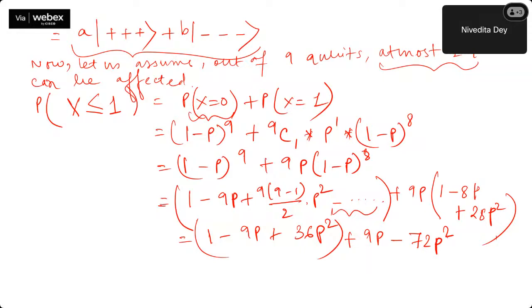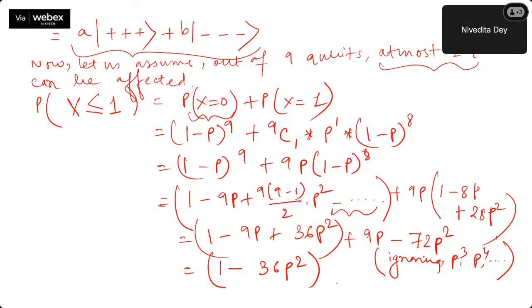Let us just ignore the p cube, p4, and all the higher order terms. Okay, now minus 9p and plus 9p will be cancelled out, so it will be nothing but 1 minus 36p square. That is the probability that there will be error in at most 1 qubit.